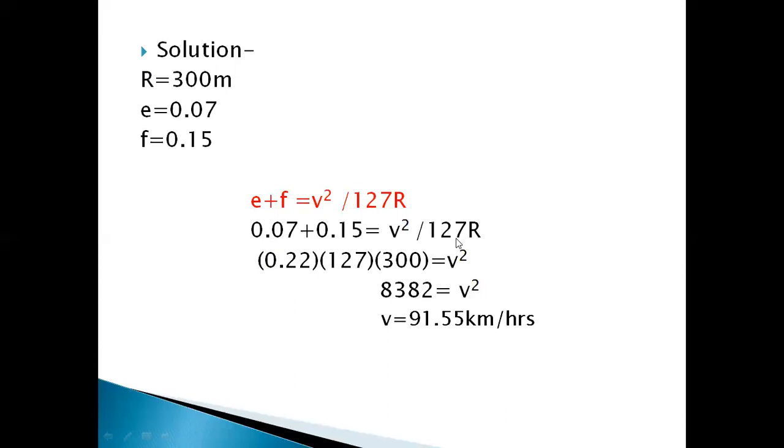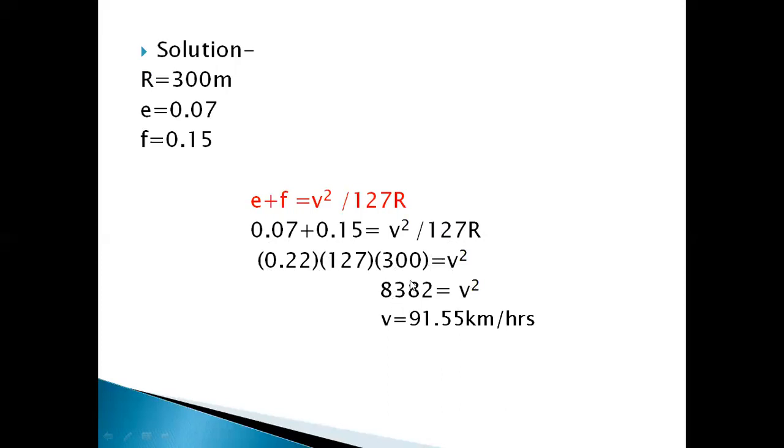Now this 127 into r is go at this side and it is multiplied to 0.50, or the calculation of 0.07 plus 0.50. That is, 0.07 plus 0.50 is equal to 0.22 into 127 into this 300. It is equal to v square.